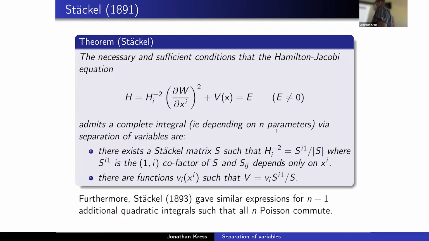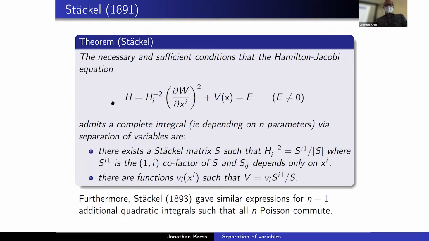Okay, so Stackel in 1891, and you can find this paper. It's not too hard. Gave some necessary and sufficient conditions for the Hamilton-Jacobi equation to be separable, I guess. It's a complete integral via separation of variables. So here, I've probably written this wrong. Actually, I think I took this directly from Ernie Callan's book.